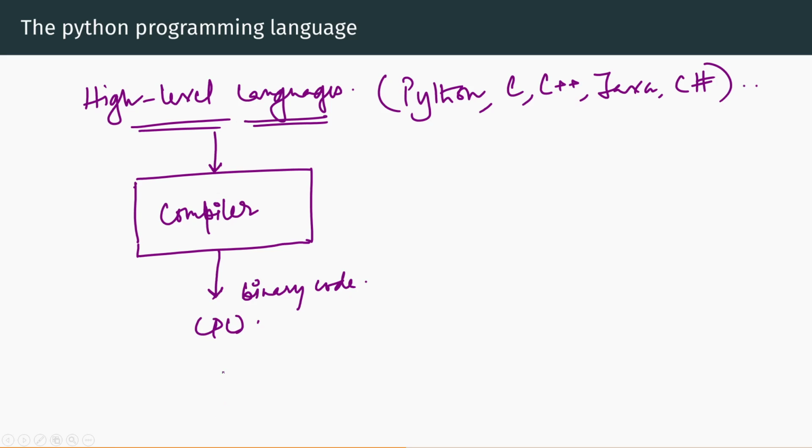And that's the beauty of high level programming languages. That's sort of the history of high level programming languages.